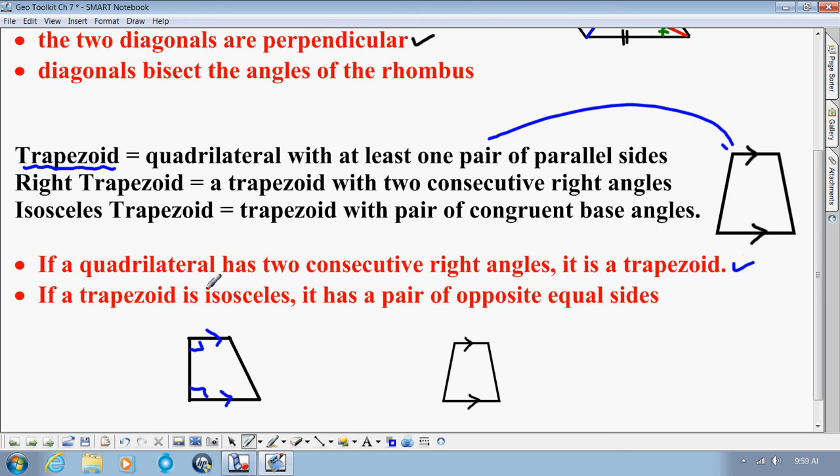Also, if I know a trapezoid is isosceles, here and here, these two angles, let's say, are the same, it means it has a pair of opposite equal sides. So once again, this side and this side will be equal in length. So that's what you need to know about trapezoids and also rhombi.